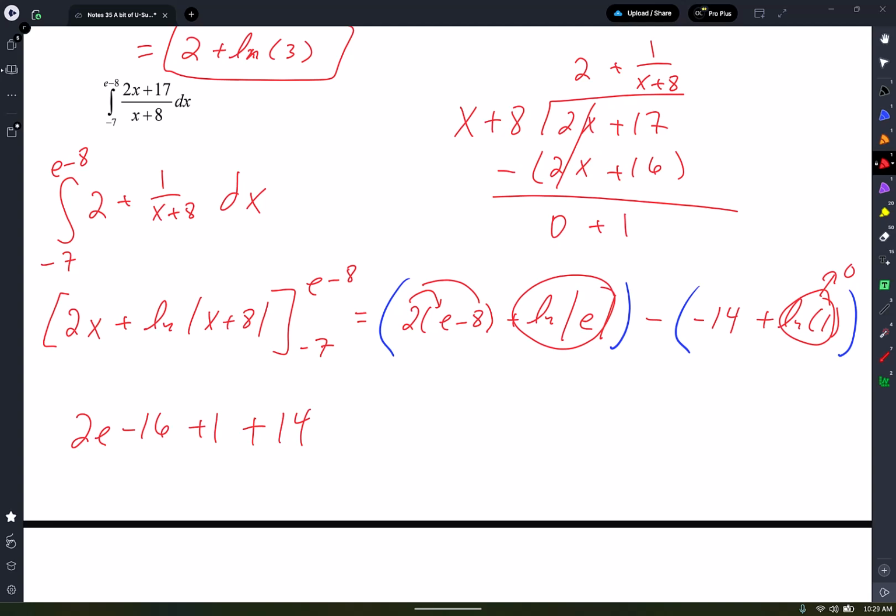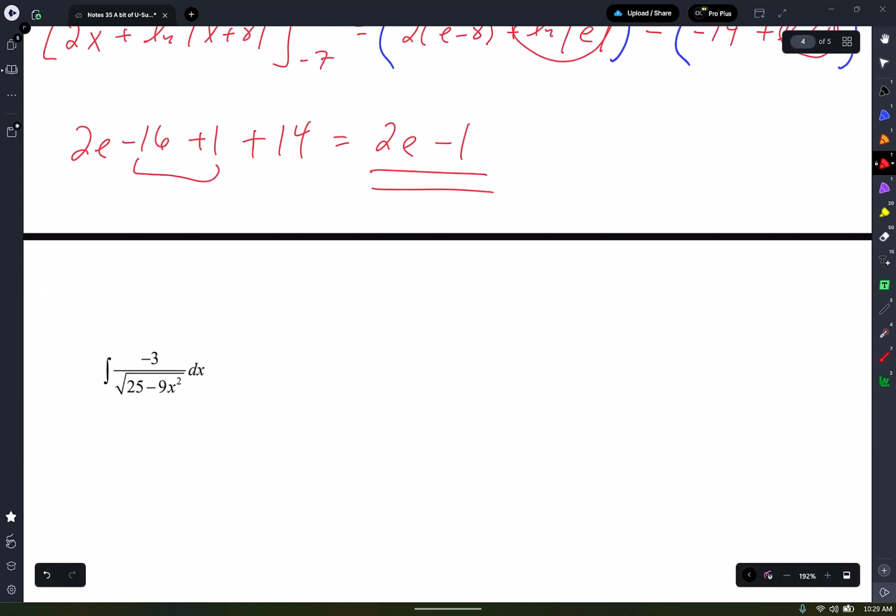Oh, you're already getting all the answers. 2e, let's see, that is negative 15 plus 14 minus 1. There it is, 2e minus 1. All that for that. Yes. That again? I didn't hear you. Oh, you're good? It's absolute value. All right.